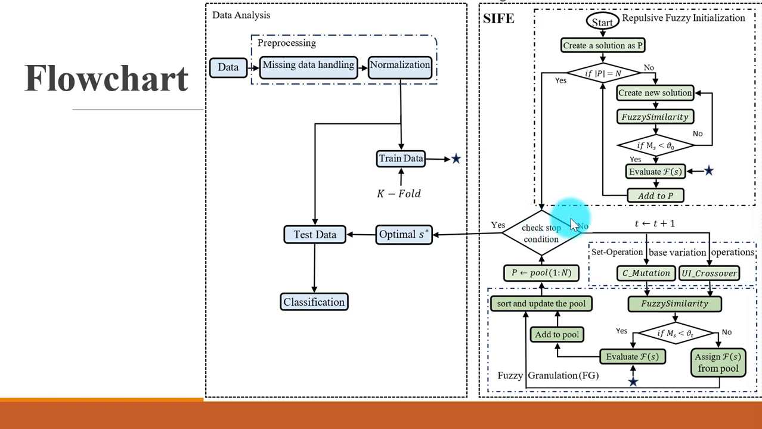Then the main loop of SIFE starts, for example for 100 iterations or 100 generations. Here we apply the set-based variation operations to produce new solutions, new offspring, new chromosomes. And here fuzzy granulation is applied to reduce the computational cost and keep an archive of dissimilar solutions to promote diversity as elitism, fuzzy granulation based elitism.